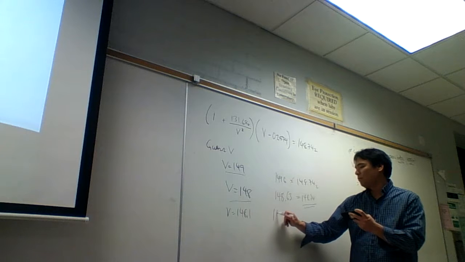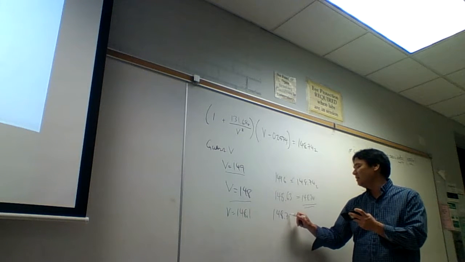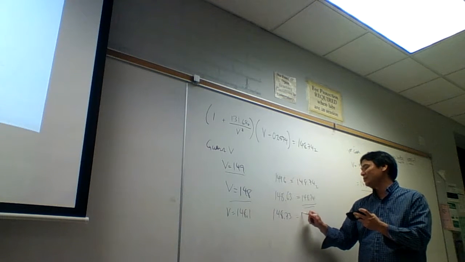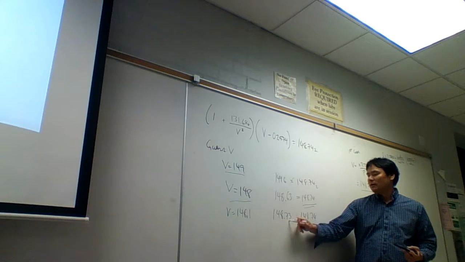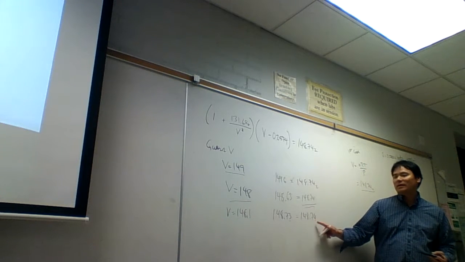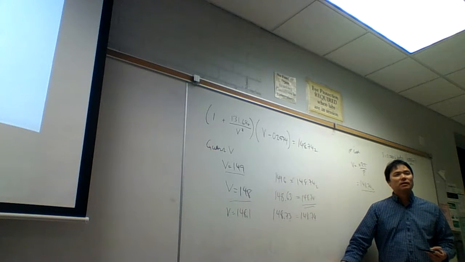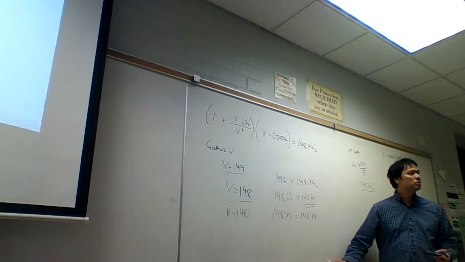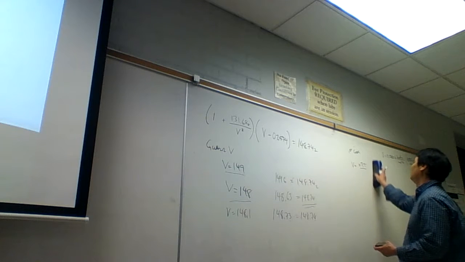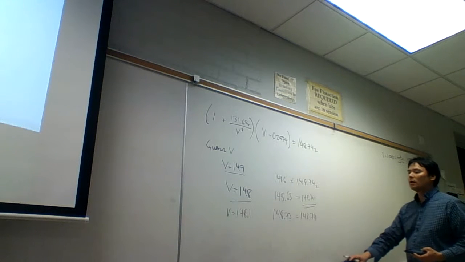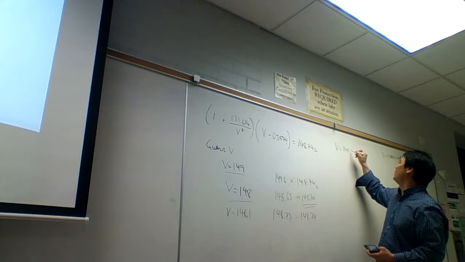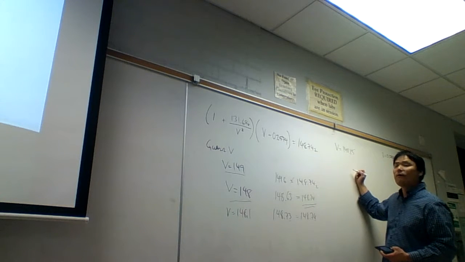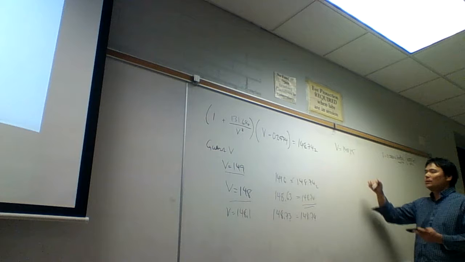And I get 148.73 is equal to 1. Wow, getting close. I just want it to be just a little bit bigger. So what should I do? 148.15. All right, let's try that. You want to try V equals 148.15? Yes. Okay. We're going to go with that.